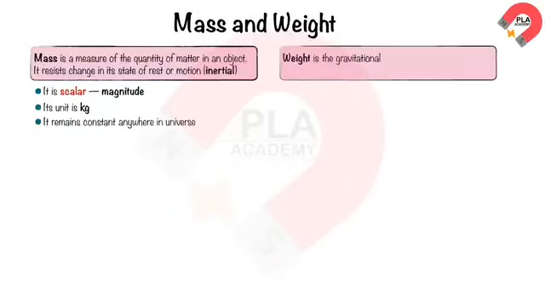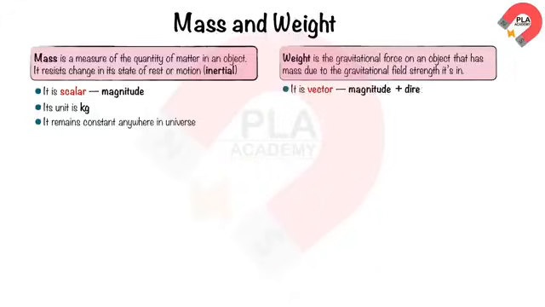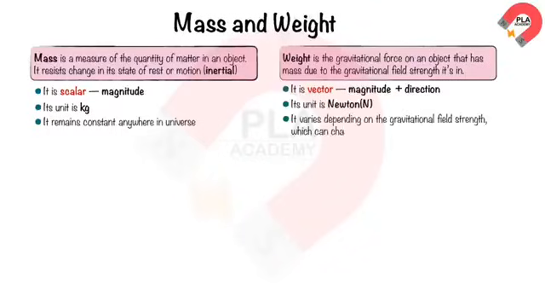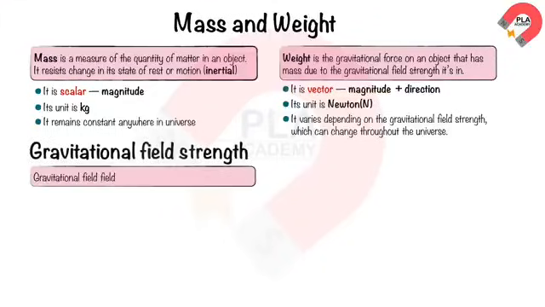Weight is the gravitational force on an object that has mass due to the gravitational field strength it's in. Weight is a vector quantity, having both magnitude and direction. Its unit is Newton. Weight varies depending on the gravitational field strength, which can change throughout the universe. Gravitational field strength is the force per unit mass.